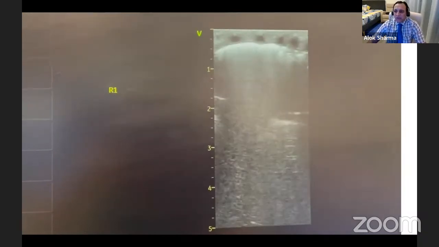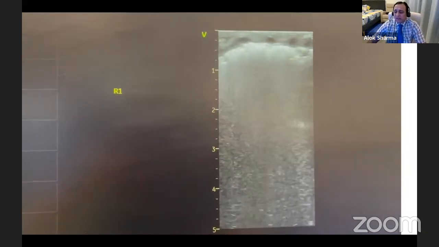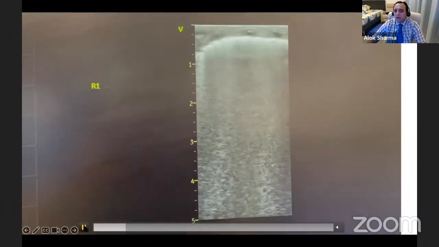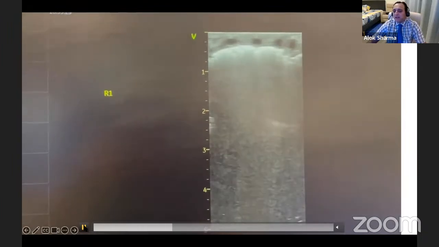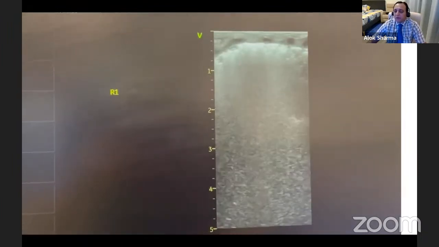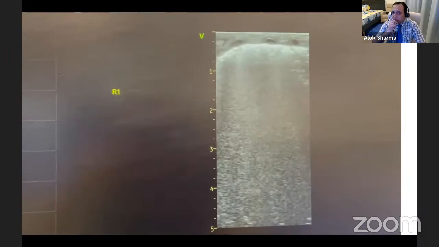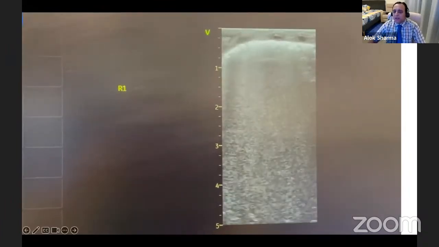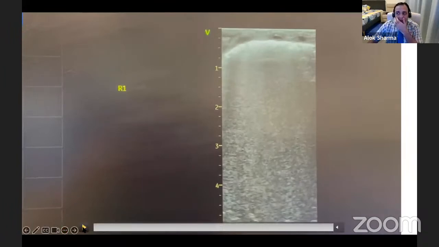Naz has asked, do ribs look different in preterm as compared to term babies? No. The only thing you'll see, depending on your probe, is that you get more ribs in the same space, because you get a bigger footprint in a preterm baby. The ribs would not look any different. You'd still get problems with the acoustic shadow behind them.